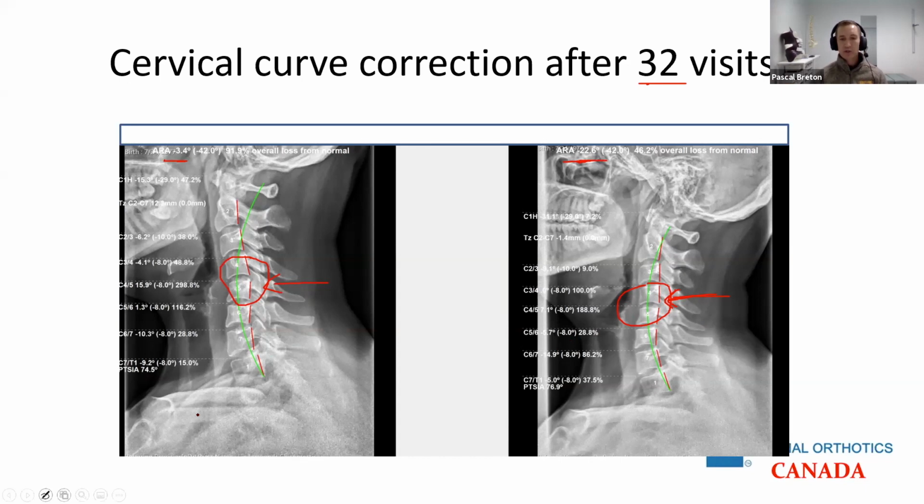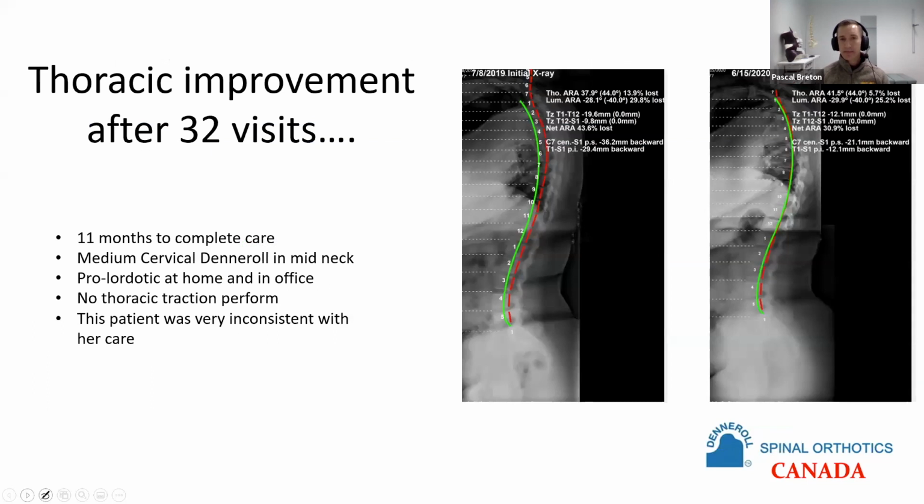Okay. Now I want to show you her thoracic spine. So now this lady, she didn't do any thoracic traction. So here's where we get into those cases of thoracic hypo, so loss of the thoracic curve. So I'm going to go through this very slowly. I'll repeat it. And if someone has questions, we can hit it at the end of the webinar.